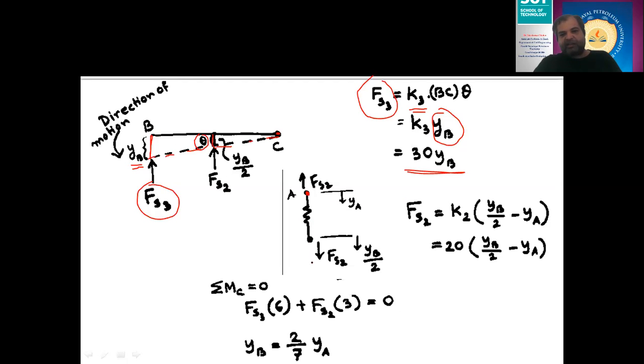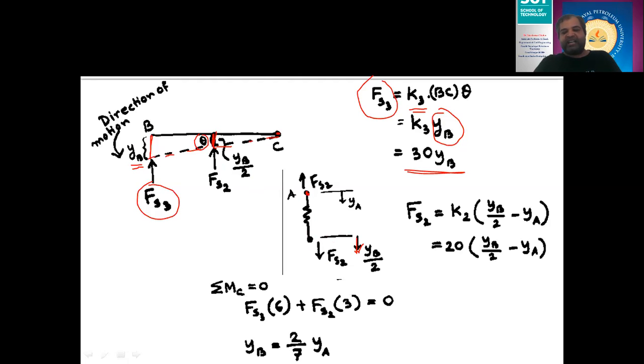As the spring is also stretched, this Fs2 will be in this direction, and this particular end will be stretched to this length. This length is nothing but YB by 2. So this will have the displacement of YB by 2.